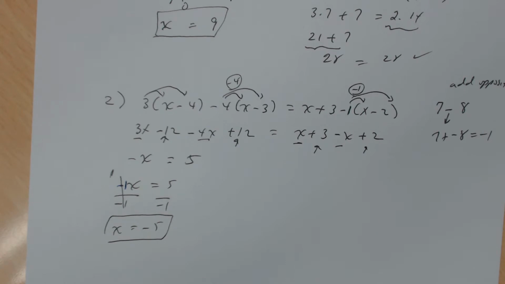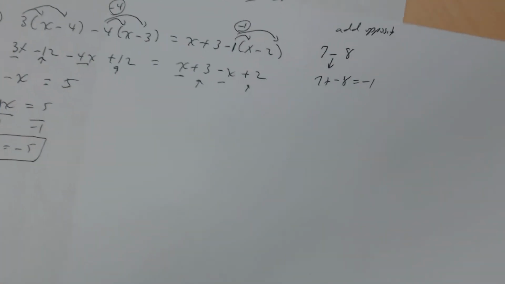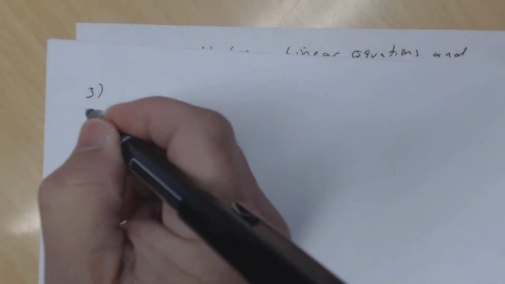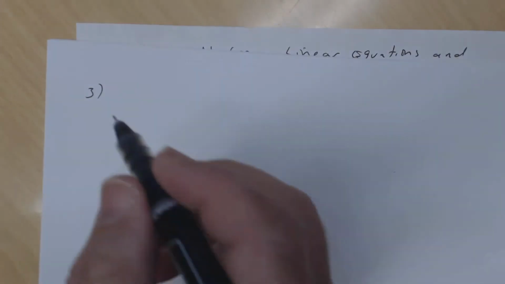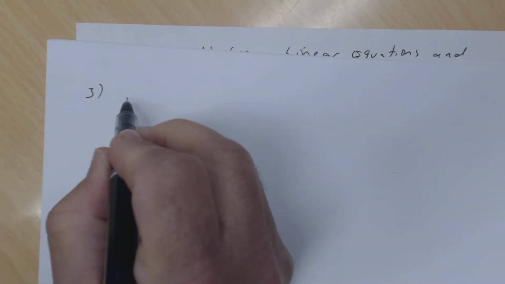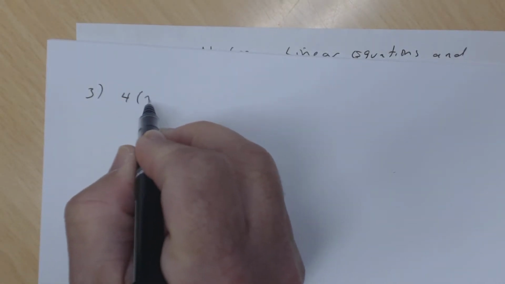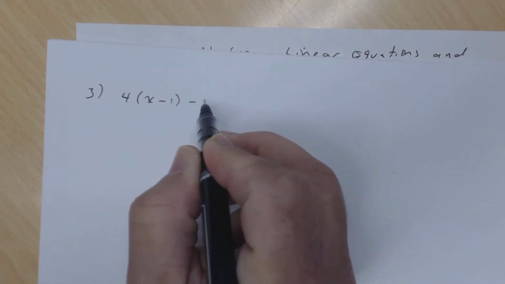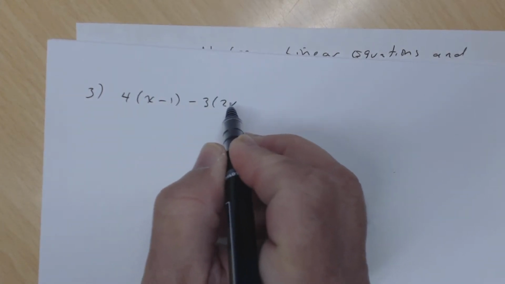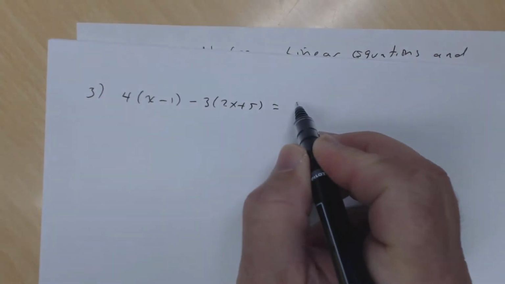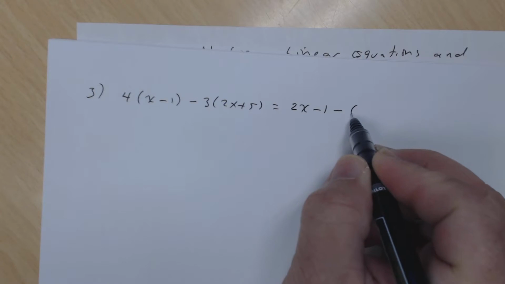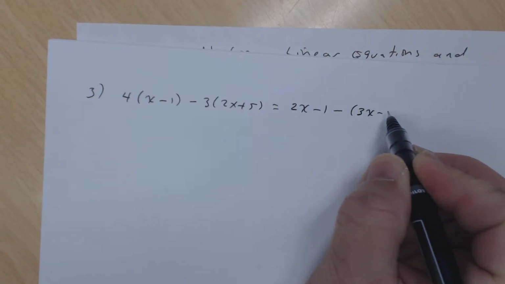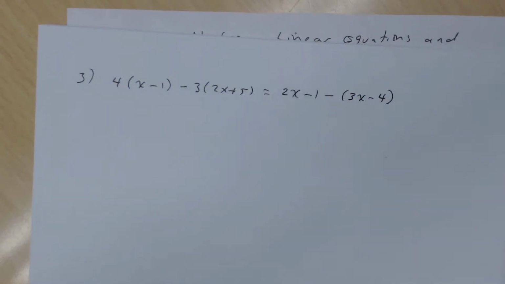All right, let's look at number 3. Number 3, let's suppose you had, I'm going to go ahead and make this one up. Suppose you had 4 times x minus 1, minus 3 times 2x plus 5, equal 2x minus 1 subtract 3x minus 4.